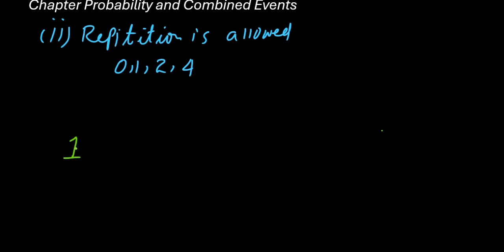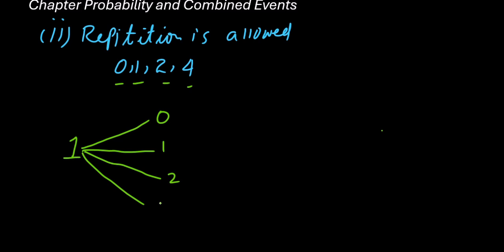If I start my number with 1, now there are 4 possibilities for me, because repetition is allowed. So any digit we can use again. So at the second place I can write 0, 1 again, 2, 4. I can use 1 again because repetition is allowed. So there are 4 branches in each case. From here there are also 4 branches. There will be also 4 branches.